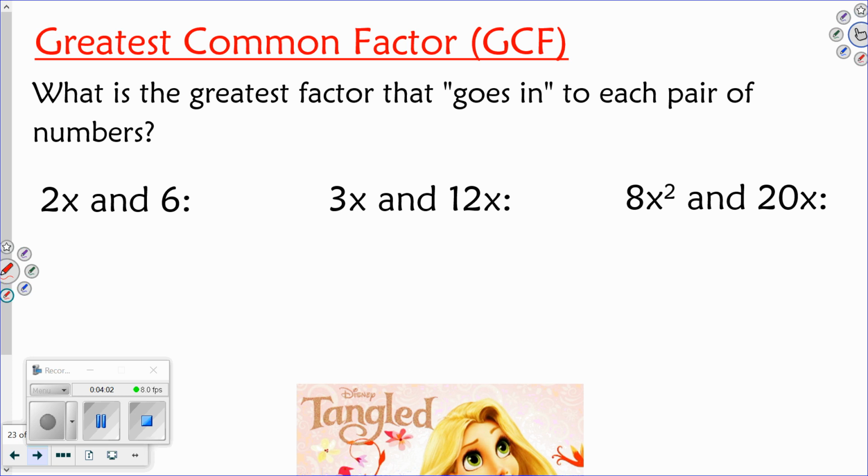So when I'm looking at 2x and 6, and I'm asking you what is the greatest factor that goes into them, like what's the most I could take? Just a 2. Can I take an x? Why not? 6 doesn't have an x. If I can't take it from all of them, I can't take it. Okay, what about 3x and 12x? 3x. 3 is the biggest number, and they both have an x, so I could take one. 8x squared and 20x. 4x. Why not 4x squared? That one doesn't have 2 of them. It's only got 1. That one's got 2. Is that making sense? If I want to take it, I have to take it the same from each of them. I got to be fair, or they're going to throw a holy fit.